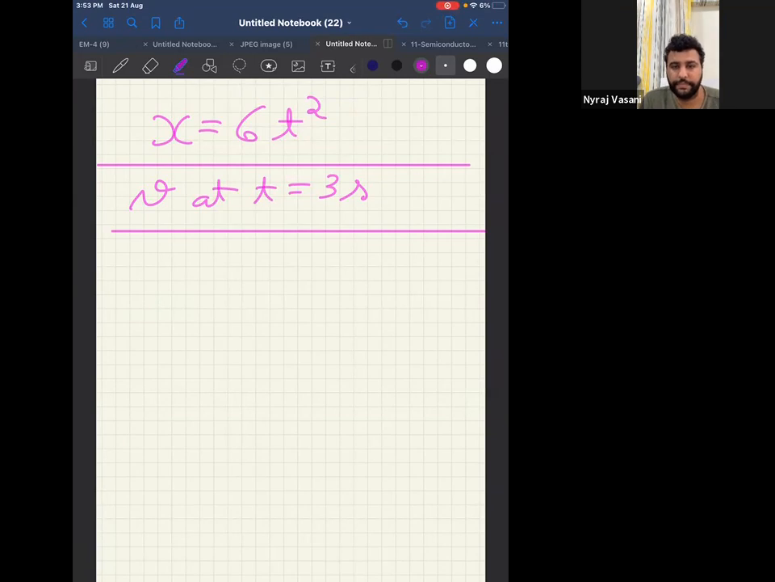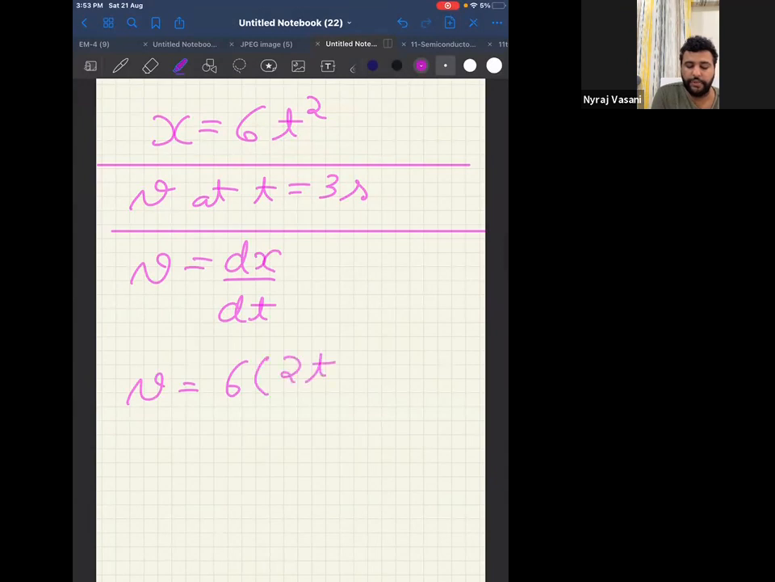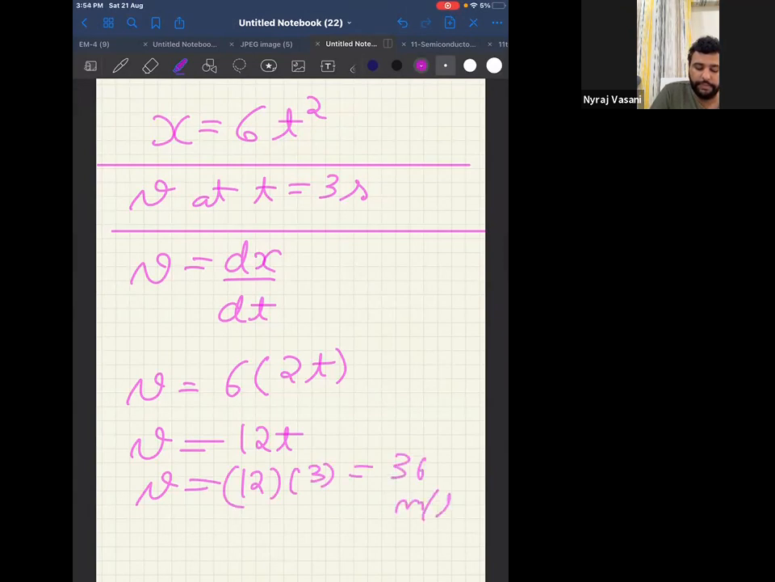Okay, now listen. Velocity is nothing but differentiation of displacement, v is equal to dx by dt. Now, what is differentiation of 6t square? 6 is a constant, and differentiation of t square is 2t. X power n is n into x power n minus 1. Therefore, velocity is equal to 12t. But I want velocity at 3 seconds. Therefore, it is 12 into 3, which is 36 meter per second.